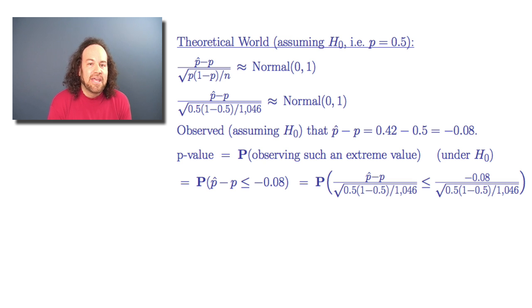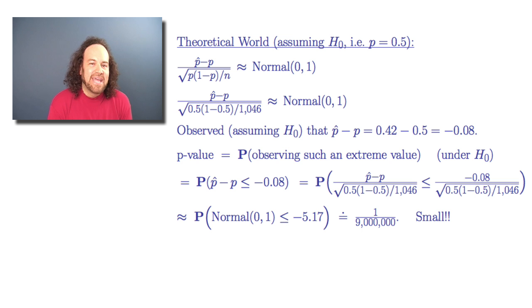Well, with a little rewriting, we can say it's the probability that this quantity that we said has approximately a standard normal distribution is less than or equal to some other quantity just involving some numbers, which turns out to say what's the probability that something with a standard normal distribution is less than or equal to minus 5.17. Well, 5.17 is a pretty extreme value for the standard normal distribution, and indeed this probability is only about 1 in 9 million.